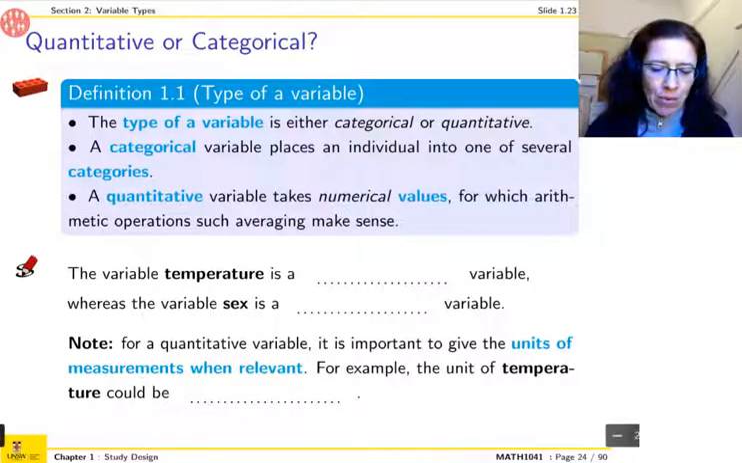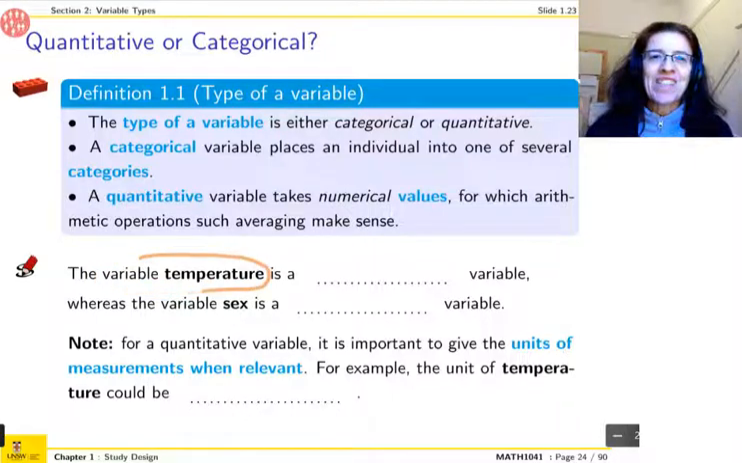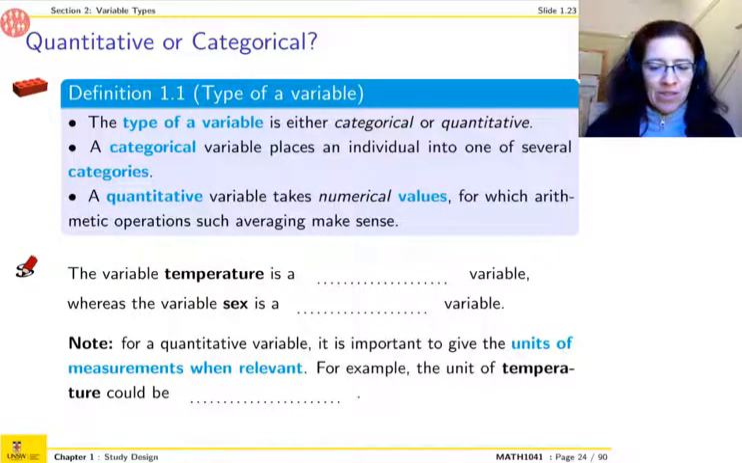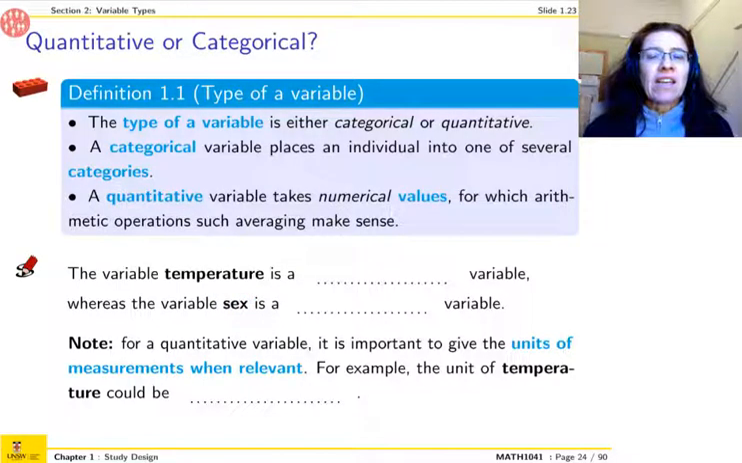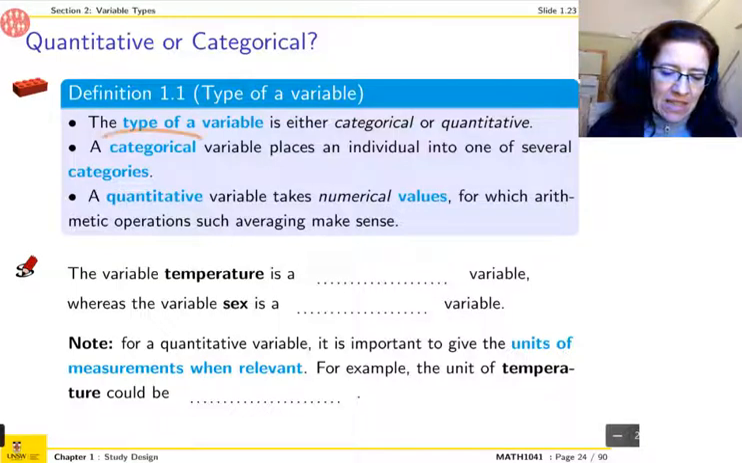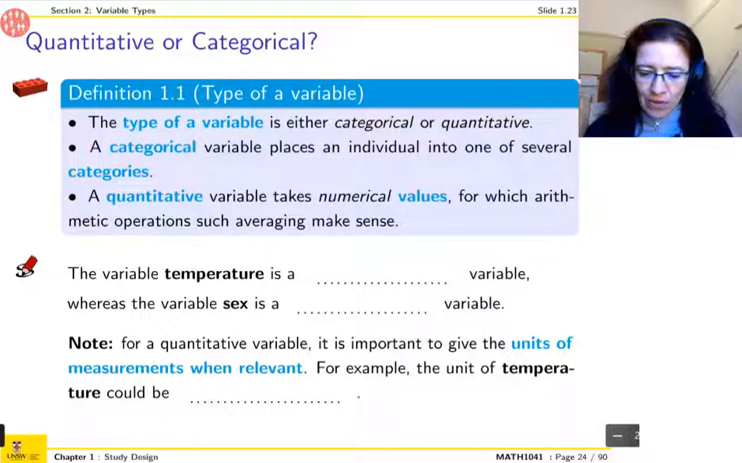So our first example is the variable temperature. I'll let you think for 1 second. It's represented by numbers, and it's possible to calculate the average. So this is going to be a quantitative one. Now, sex can take two values, which are going to be male and female. And even if you were to represent those by numbers, like 1 for male and 0 for female or vice versa, the average wouldn't make sense. So that's going to be a categorical variable, right?